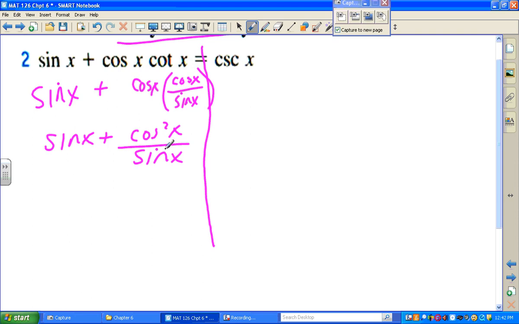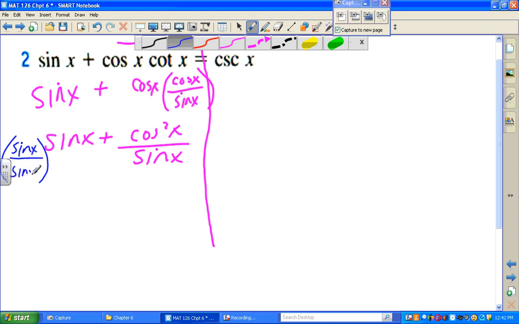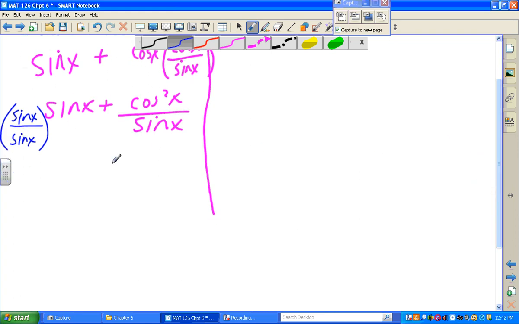Oh, you're adding fractions. How do you add fractions? Common denominator. So you have to multiply this by sine over sine. One of the hardest things to do in pre-calc and calc is to work with expressions. Expressions are things without an equal sign. If you have an equal sign, you have all kinds of tricks and things you can do. Expressions, they're tough.